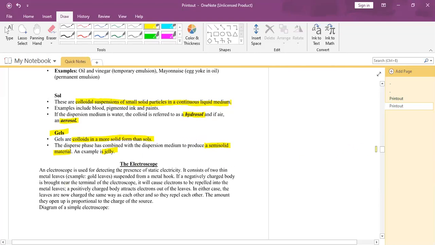You should be able to identify these when they ask which of the following is a colloid, which of the following is a suspension, which of the following is a mixture, and so on. So try and know some examples. Great. So I believe this should be good for answering questions on mixtures, suspensions, and colloids.